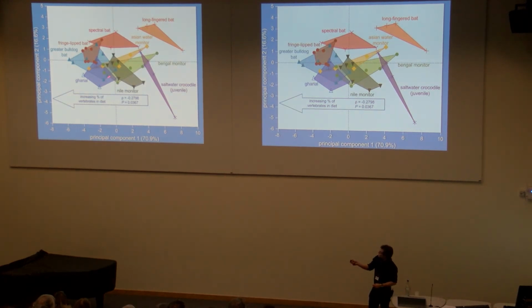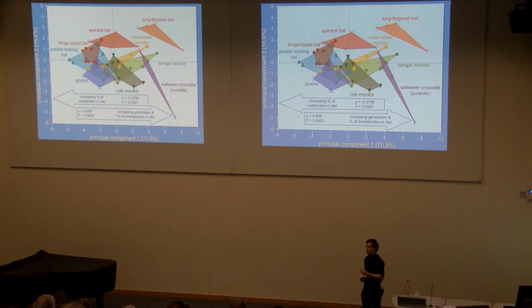So high vertebrate diets over on the left, low vertebrate diets on the right. PC1 also significantly positively correlated with the percentage of invertebrates in their diets, and quite interestingly as well, significantly positively correlated with the degree of dietary generalism. So as I mentioned just before, the gharial is an almost exclusive fish eater, so a specialist, whereas the long-fingered bat and the juvenile salties will pretty much eat any invertebrate they can fit into their mouths.